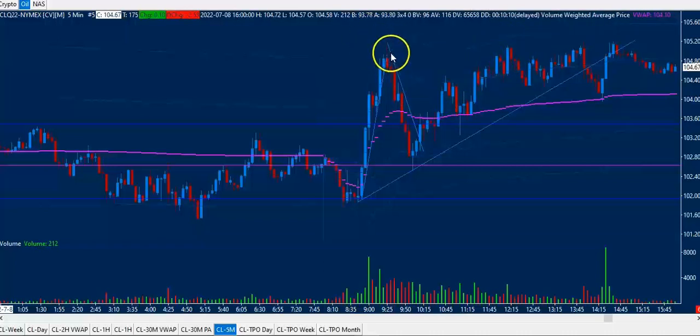So great place to enter for the first time, to re-enter after a nice move to the upside here. And we get some nice counter trend pullback triggers as well. All right, so that's that, and then we're going to move on to a swing trading example as well.